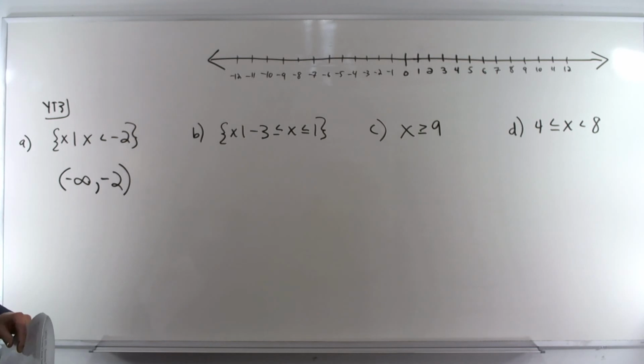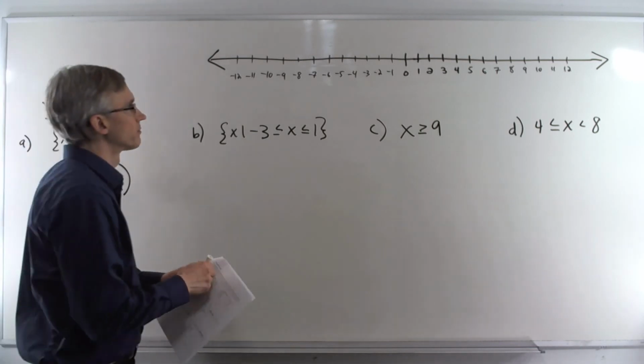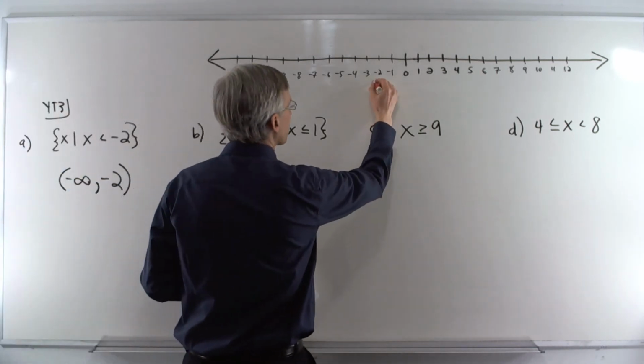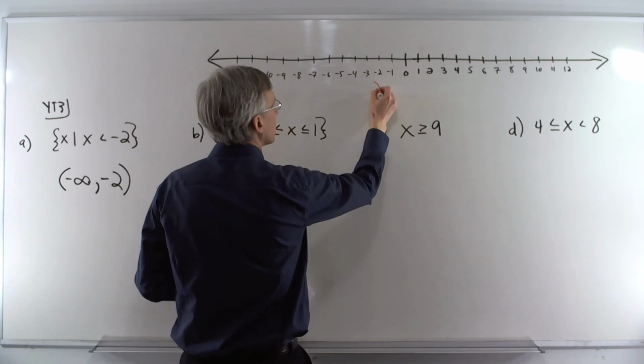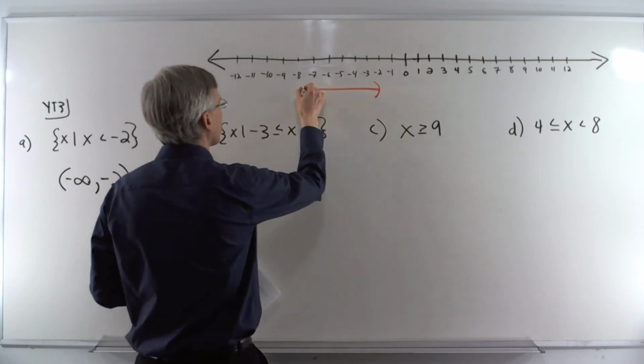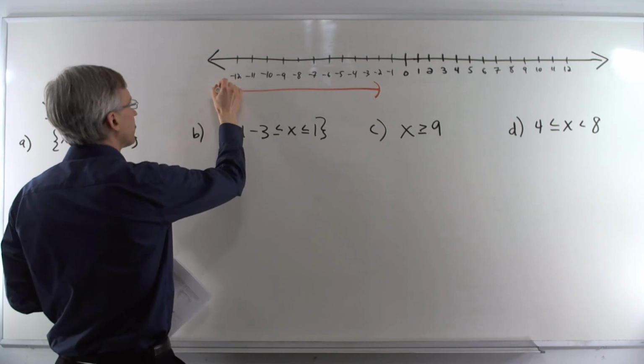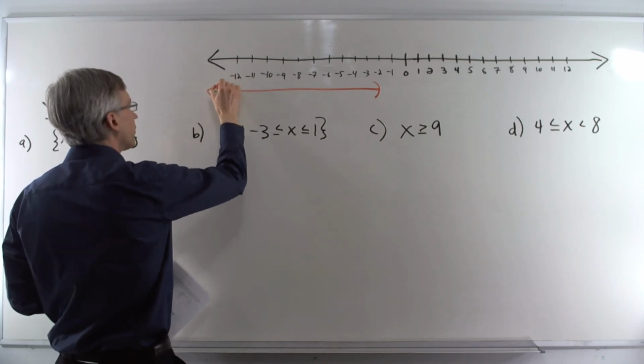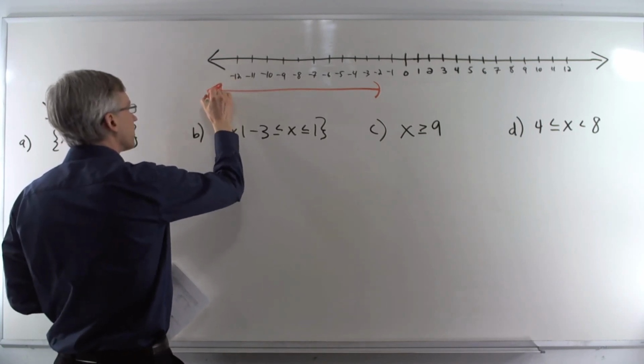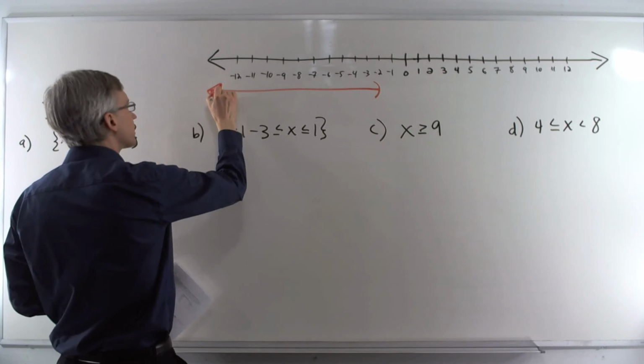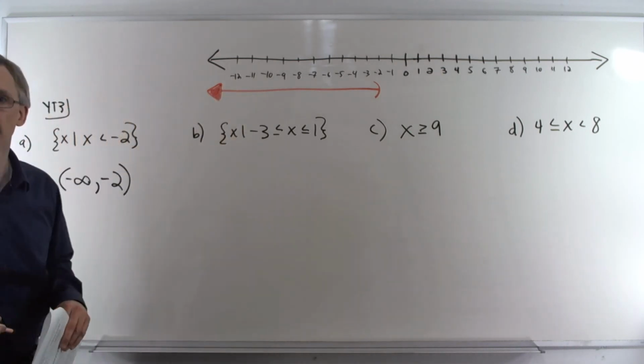Now on the graph, we're going to start with negative 2, going all the way to the left. So put a parenthesis there, move all the way to the left, and then when we get down here, just color in an arrow, and the colored in arrow means we're going infinitely to the left.